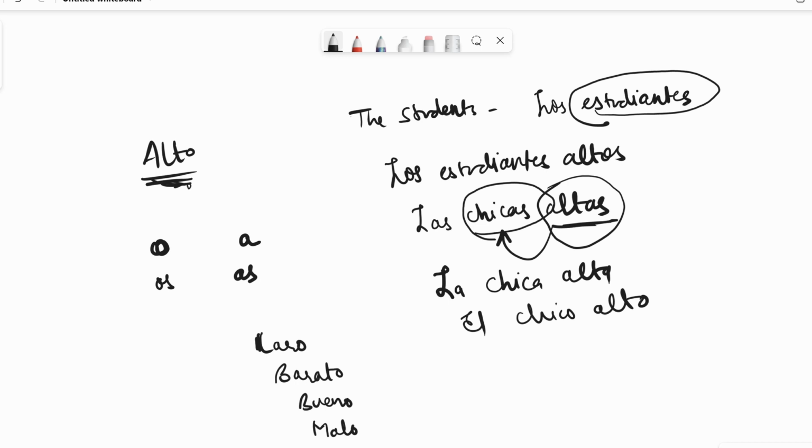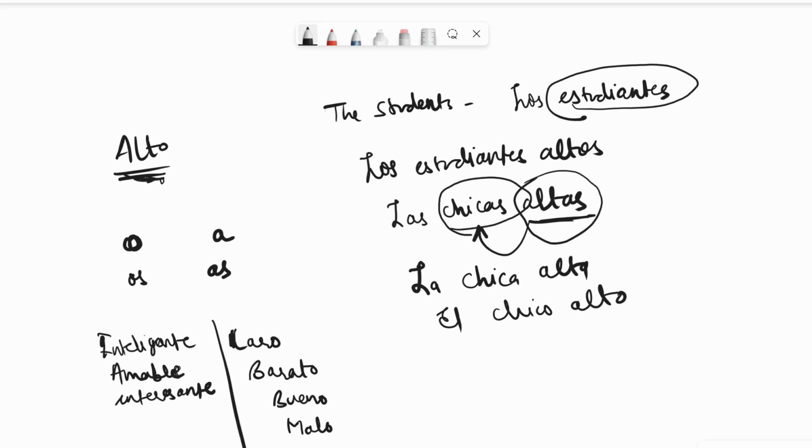You also have inteligente. You have amable. You have interesante. Okay, so here you can see we have some adjectives that are ending in O, but there are some adjectives that are ending in E.